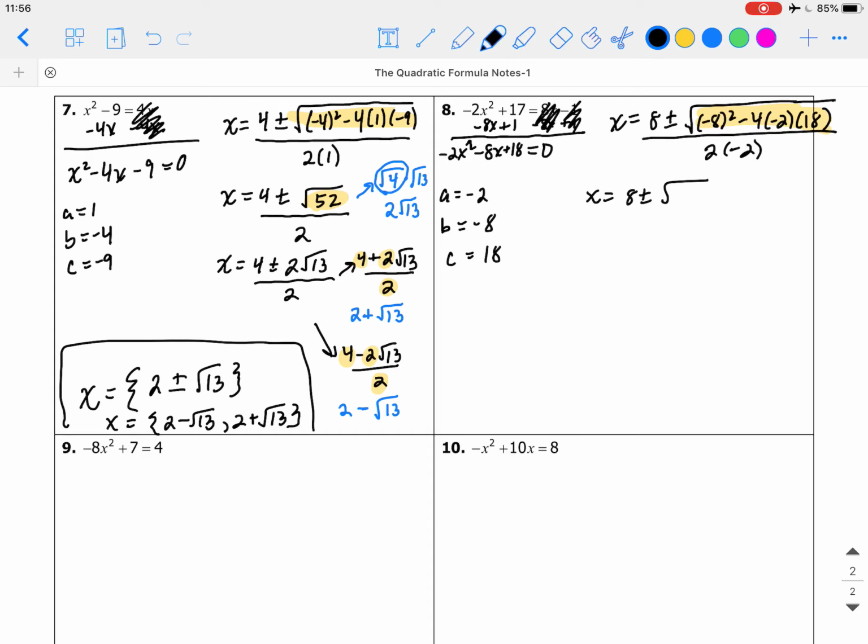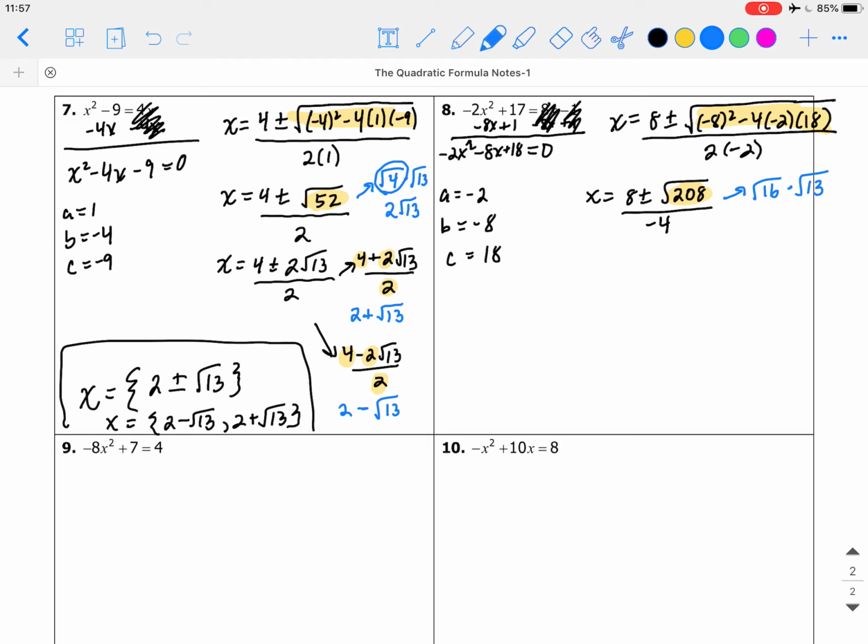This will be 208. And this will be all over 2 times negative 2, which will give me negative 4. Okay, so 208, clearly not a perfect square, but I can reduce this a little bit, right? So let's go ahead and do that. I have, let's see, 208 is divisible by 16. And it is what? 16 times 13. Oh, funny, another square root 13.